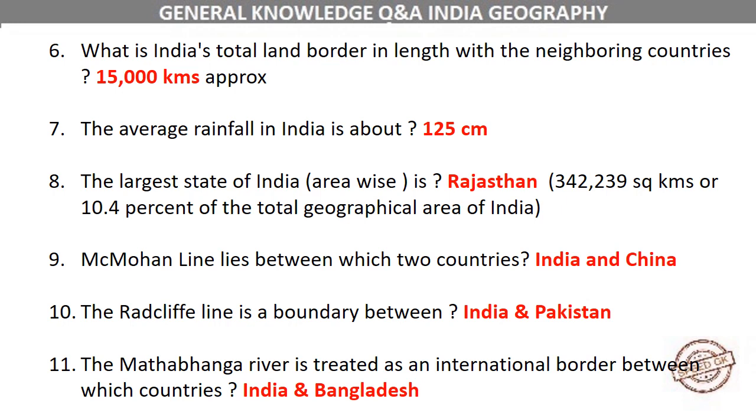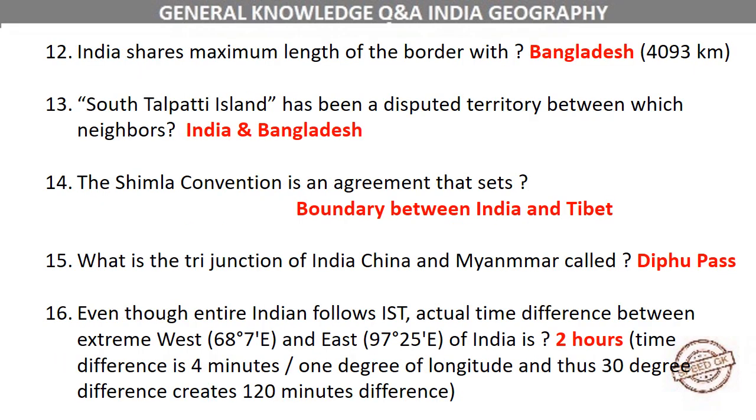McMahon Line lies between which two countries? India and China. The Radcliffe Line is a boundary between India and Pakistan. The Mathbhanga River is treated as an international border between which countries? India and Bangladesh. India shares maximum length of the border with Bangladesh, 4,093 kilometers. South Talpatti Island has been a disputed territory between which neighbors? India, Bangladesh. The Shimla Convention is an agreement that sets boundary between India and Tibet.